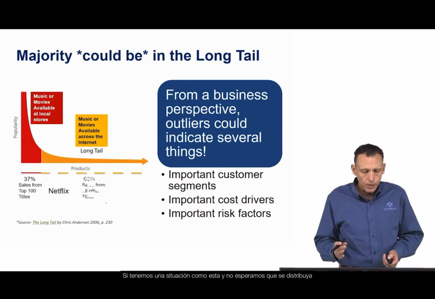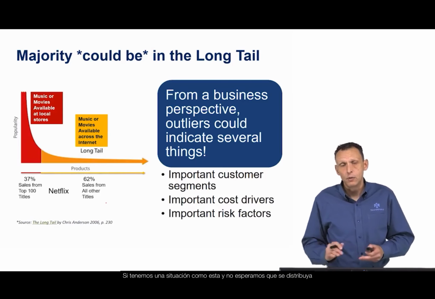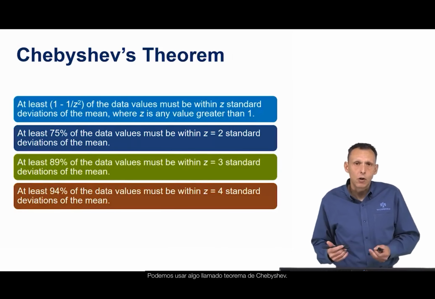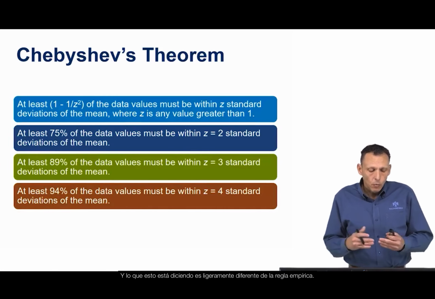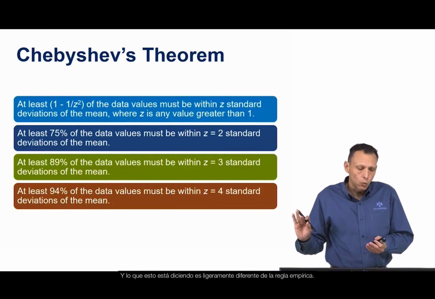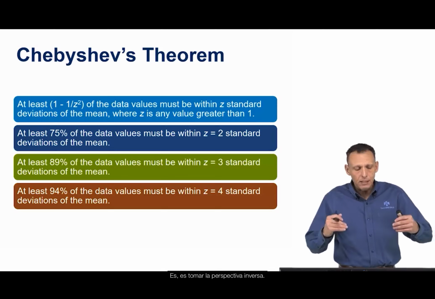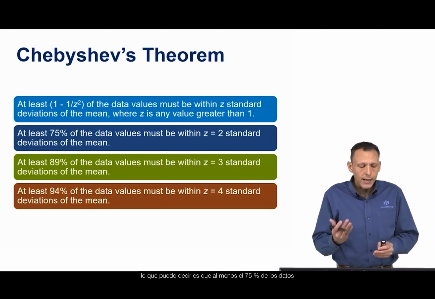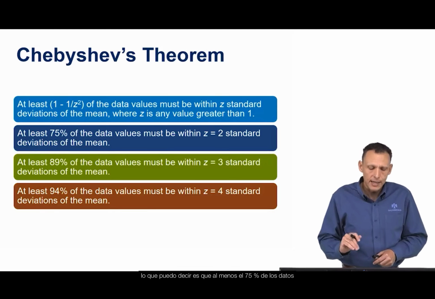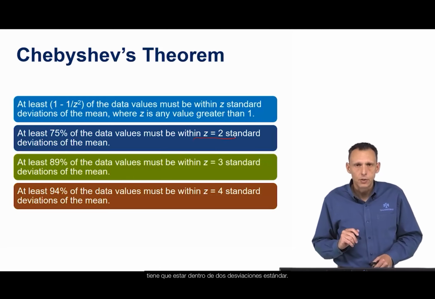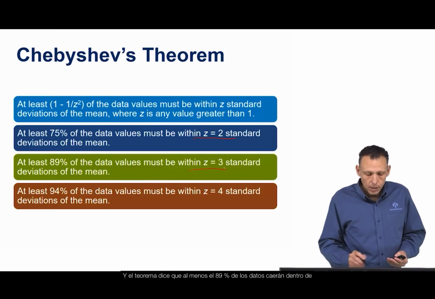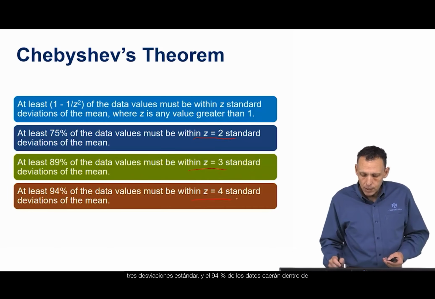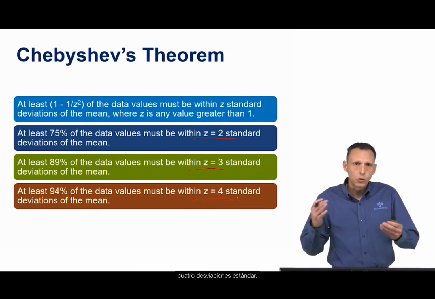But we're not lost. If we do have a situation like this and we don't expect it to be fully normally distributed, with a lot of activity that is actually in the tails, we can use something called Chebyshev's theorem. What this is saying is slightly different from the empirical rule. It's taking the reverse perspective, and it says, if data is assumed to be not normally distributed, what I can say is that at least 75% of the data has to fall within 2 standard deviations. The theorem says at least 89% of the data will fall within 3 standard deviations, and 94% of the data will fall within 4 standard deviations.